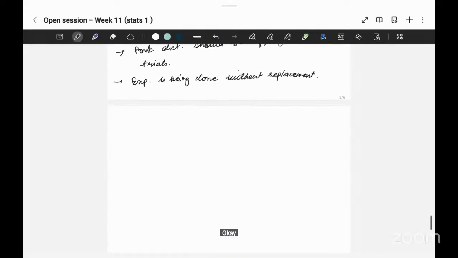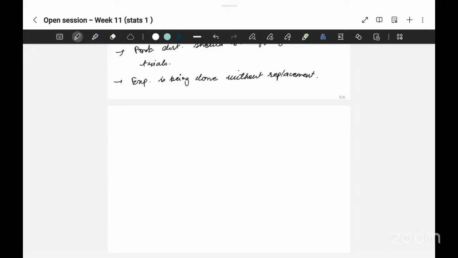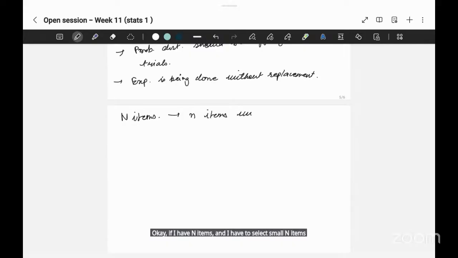Okay, so let's come back to the probability distribution of a hypergeometric. So I say that if I have n items, and I have to select small n items without replacement.